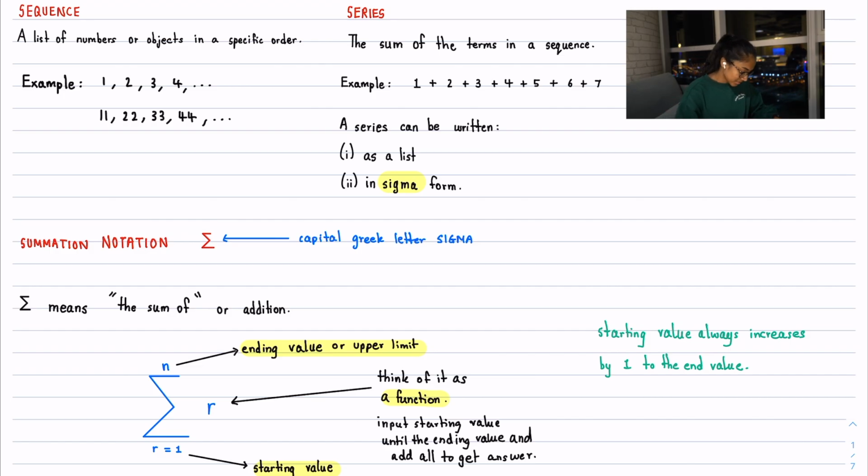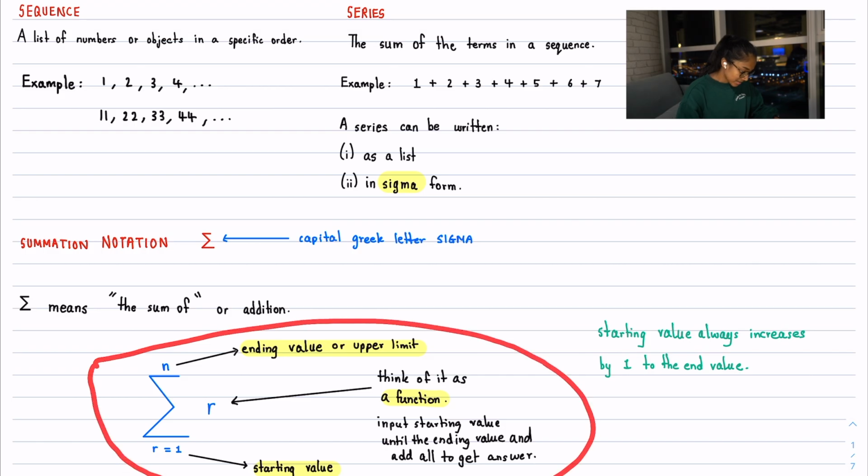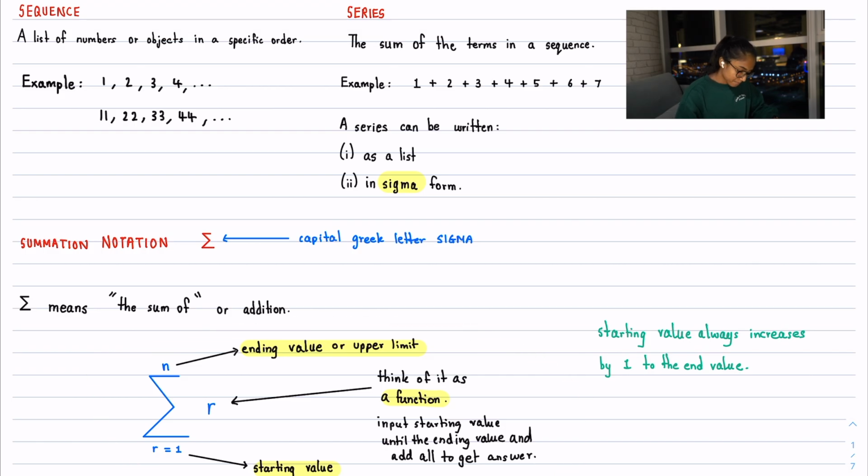So you can see here I have created a little diagram that we're gonna go through in some detail. So the top number listed here, n, this is just an example, okay? n represents the upper limit, the ending value. r is equal to 1 represents our starting value or lower limit. So we know that our series will start at 1 and it will end at n.